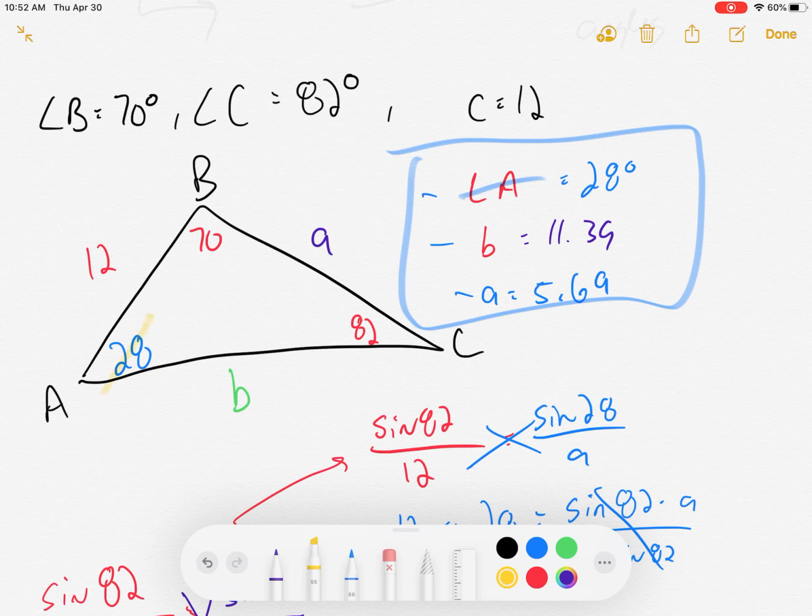I'll highlight in yellow, we knew two angles, we found the third. We knew one side, we found the second and the third.